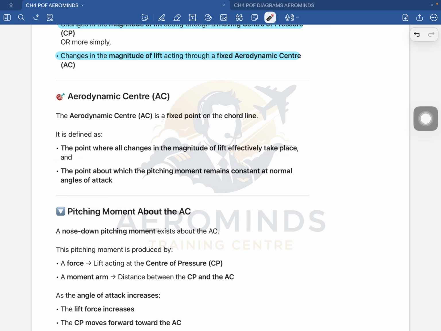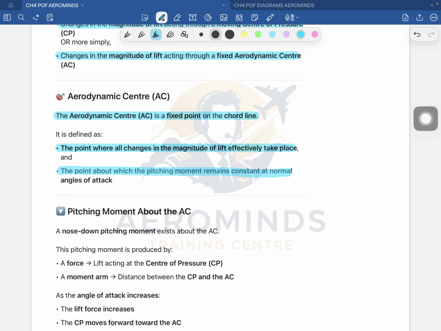It is also defined as the point about which the pitching moment remains constant at normal angles of attack. Now this is extremely important for your exam. No matter how much you change the angle of attack within the normal, or unstalled, range, the pitching moment about the aerodynamic center does not change very significantly. It almost remains constant. So remember this. The aerodynamic center is a fixed point on the chord line, and it is defined as the point where all the changes in the magnitude of the lift take place, or the point about which the pitching moments remain constant for the normal angles of attack.